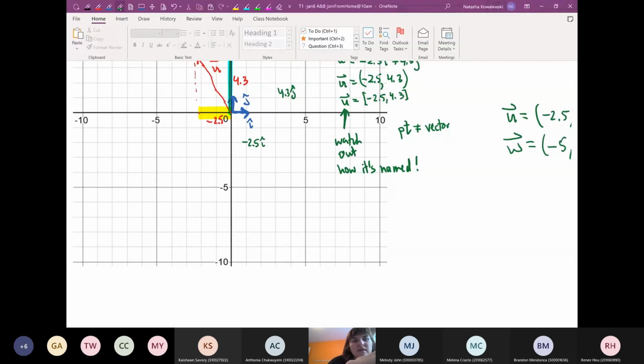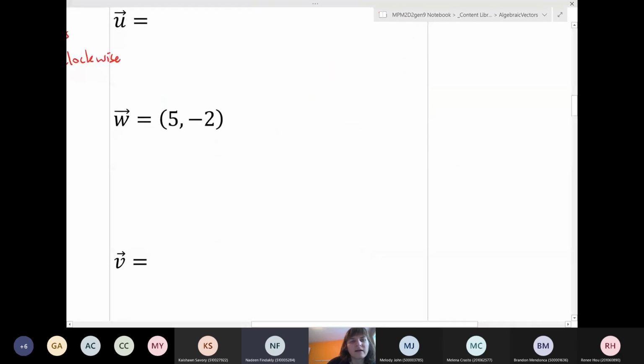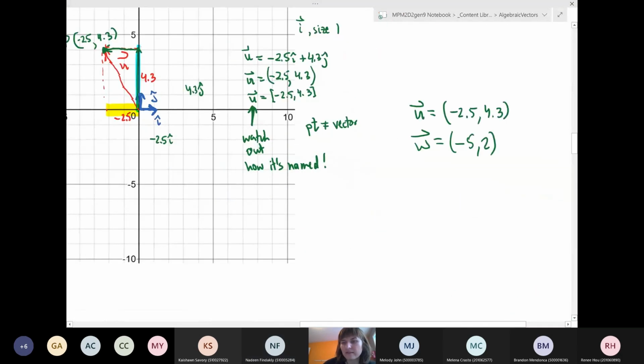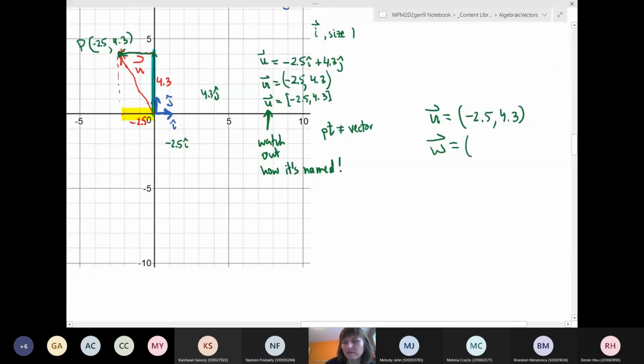Yes? Doesn't it say that w is 5, negative 2, not the other way around? Yes, it does. Who was that? Nadine. Thank you. 5, negative 2. Thank you. So I'm going to plot that one.